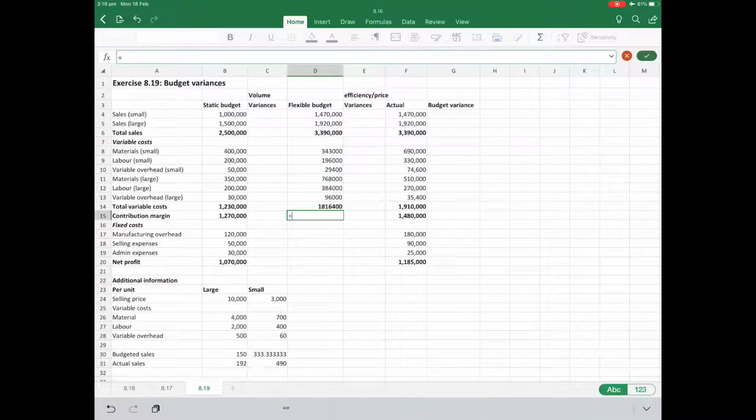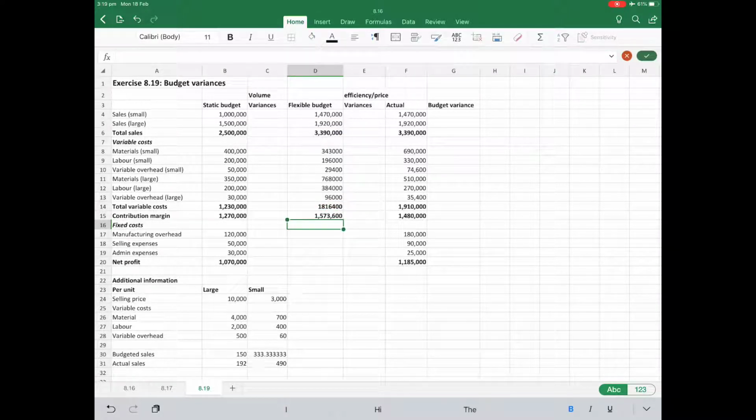And then we can calculate the contribution margin for the flexible budget by taking the total sales minus the total variable cost. Now if you compare this figure with the figures in the textbook solution, you'll see that it's different, because in the textbook they take this figure as the contribution margin, which is wrong. This figure, 1,816,400, is actually the total variable cost.